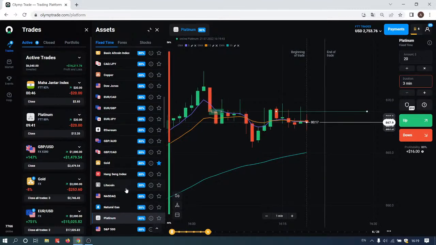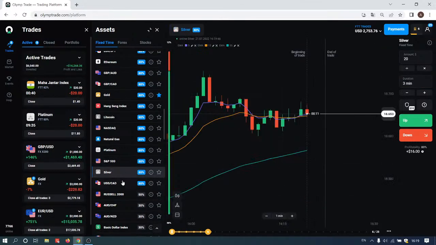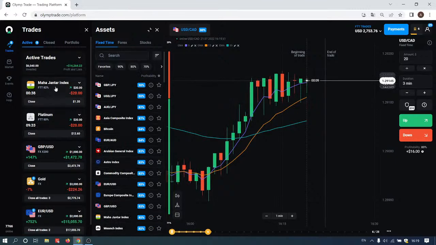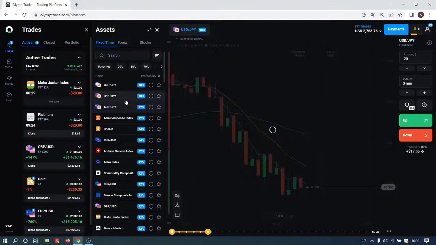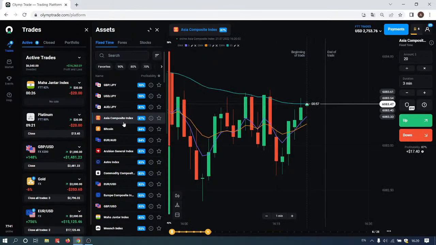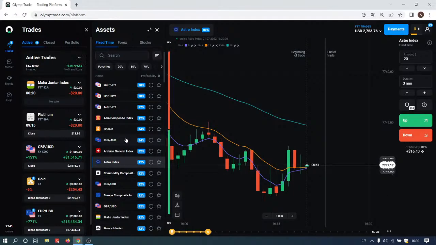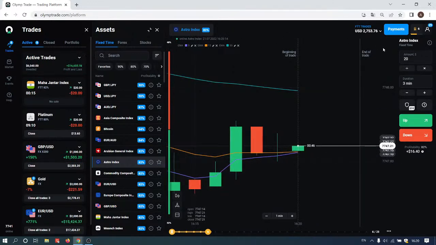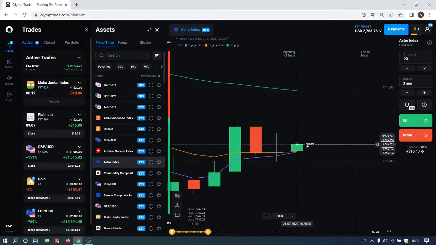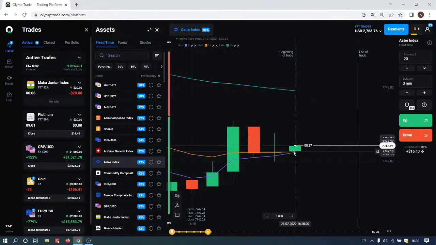Hmm. Right, so platinum is still halfway there. All right, let's check Astro Index. I think we're about to have a pretty strong signal, pretty good signal. So let's just wait and see how this crossing actually happens.